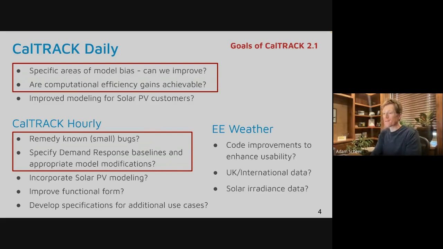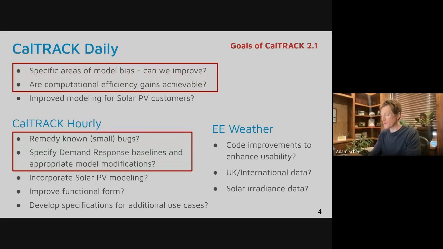And so I think in the next meeting, not this meeting, but just to set the stage for the next meeting, the folks from Watt Carbon and also probably Recurve as well would like to make some proposals to this group around how the Caltrack hourly model can be formulated with baselines that are appropriate for specific demand response scenarios. So I just want to put that out there for folks to think about before the next meeting.